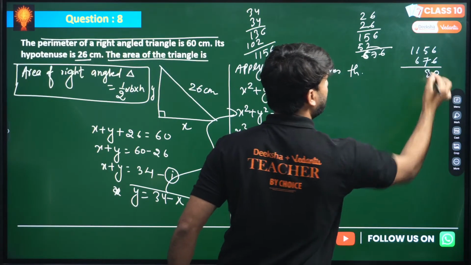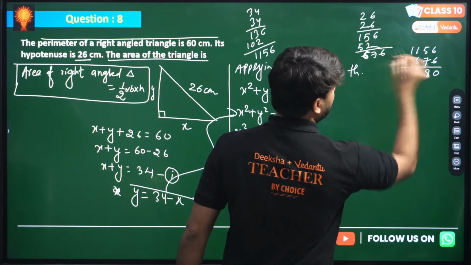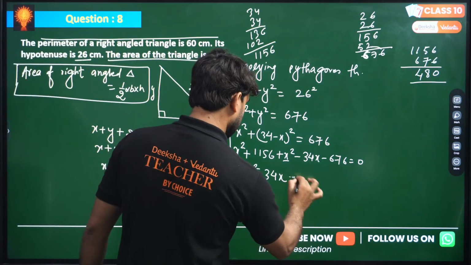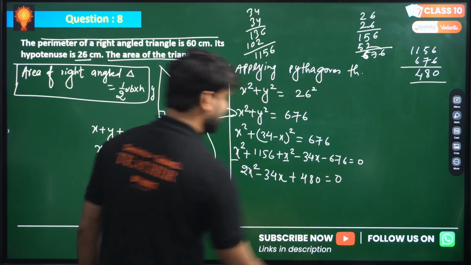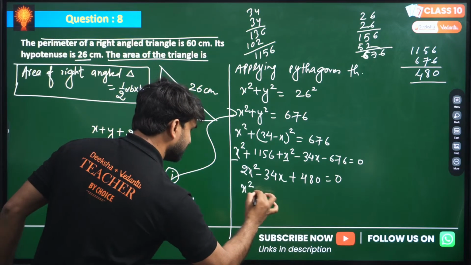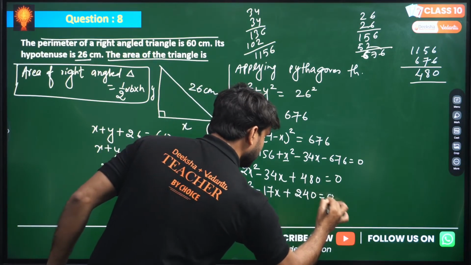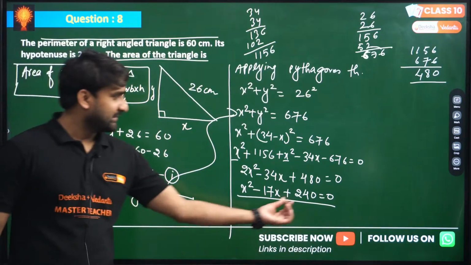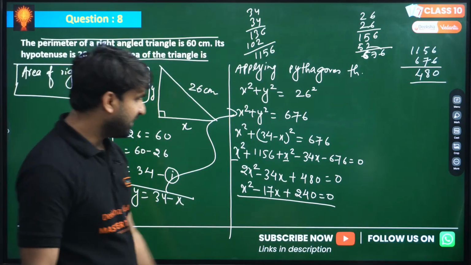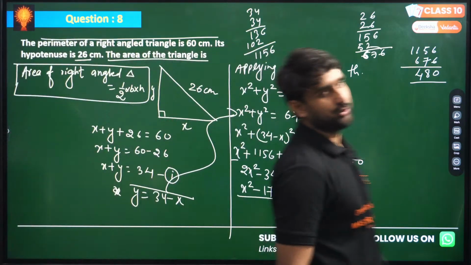So it would be 480. Look at the result. 480 is there. So plus 480 equals 0. Is it clear, my dear champ? Now we can take 2 as common. So if I take 2 as common, it would be x square minus 34x plus 240 equals 0. This is all about how you can solve this now. 240 and here is 34 and this is 240. What should be the approach? What should be the approach?